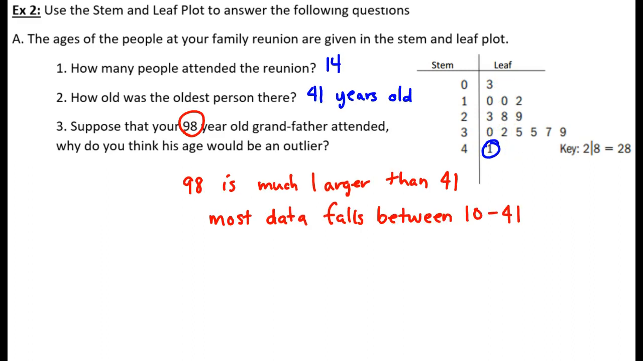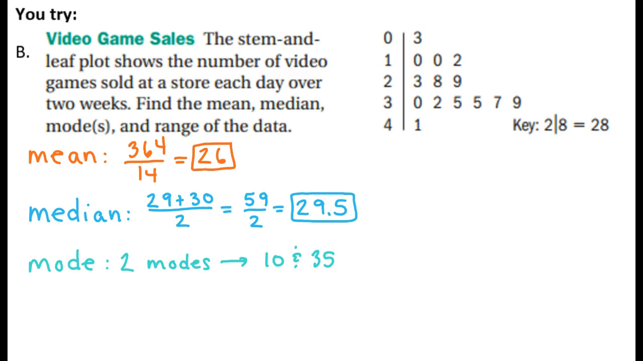So what I'd like you to do next is pause the video and go ahead and try the U-try on your own. When you've completed the problem, I would like you to unpause it and then check to make sure that you have the correct solutions. If you've done this problem correctly, you should have gotten that the mean was 26, the median was 29.5, the mode was 2 modes at 10 and 35, and then the range for your data is 41 minus 3, which is 38.